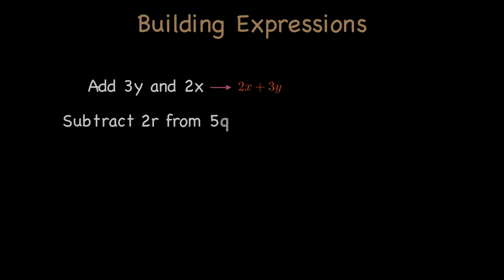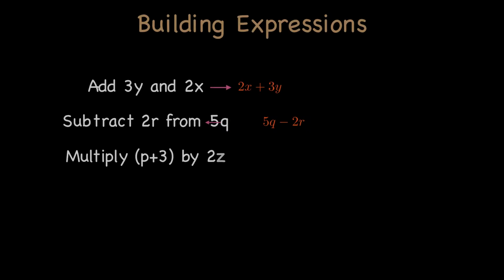Example 2. Subtract 2r from 5q. Be careful here. We start with 5q and subtract 2r from it. What's the answer? The answer is 5q minus 2r. Remember, subtract from means we start with the second number, so we write 5q first, then subtract 2r.